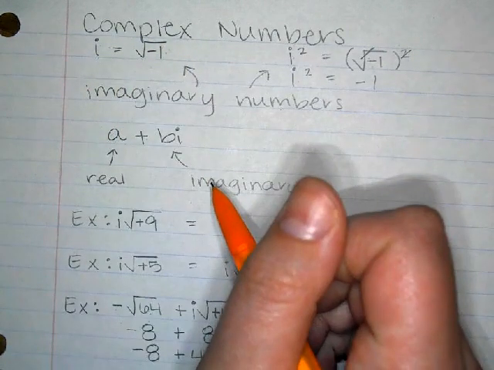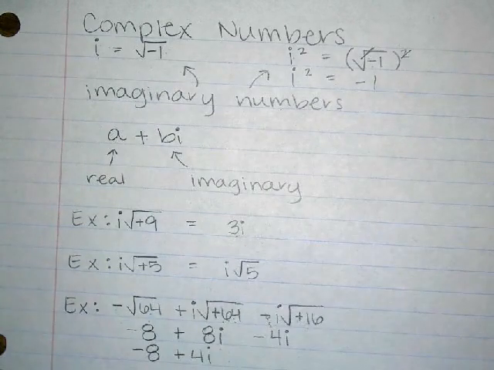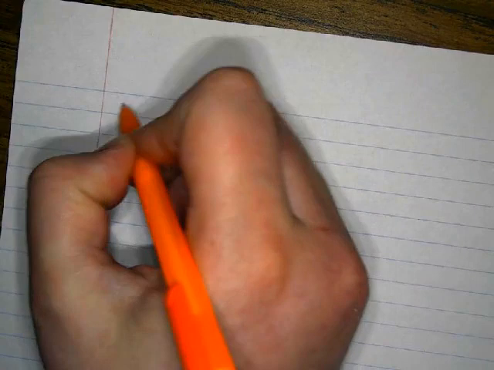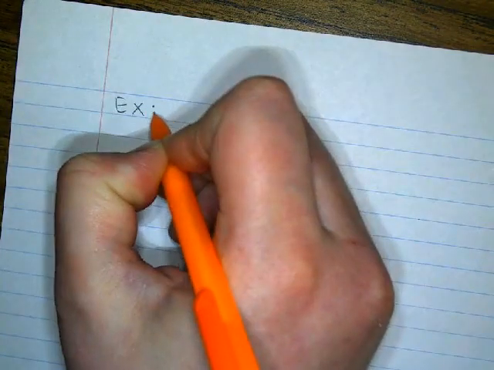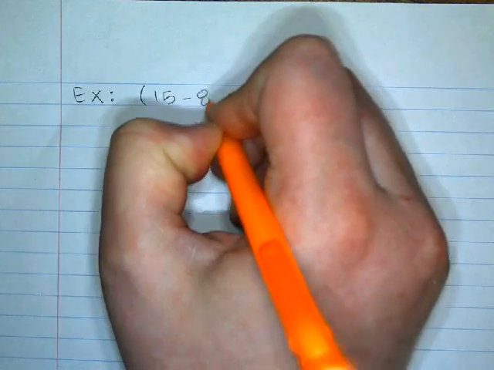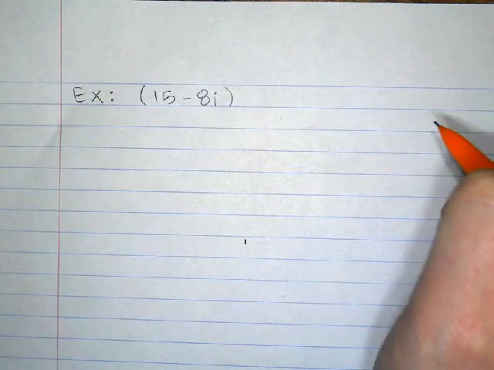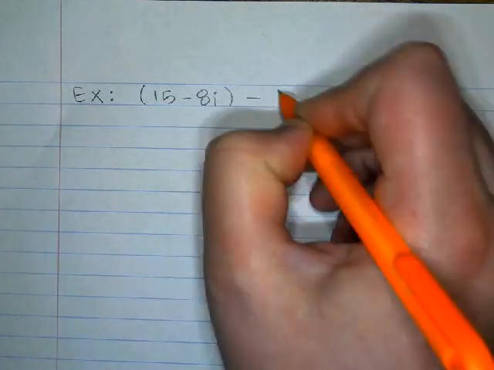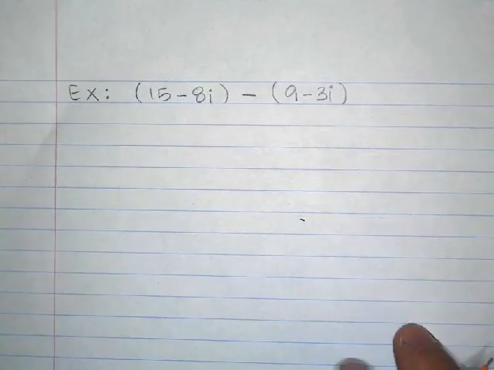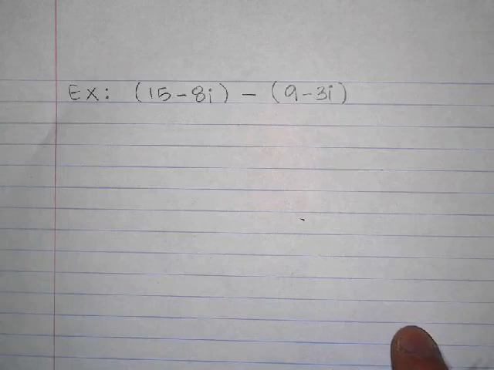Okay, let's try some like this. We're going to try adding and subtracting some complex numbers. So let's say I have 15 minus 8i. This is one complex number. And I'm going to subtract off another complex number. So I've got one complex number and I am subtracting off another complex number.